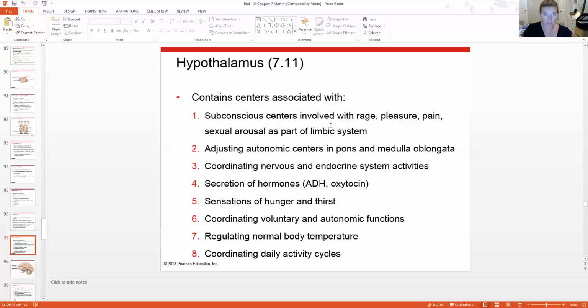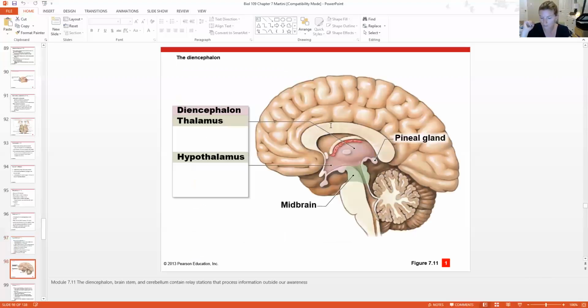Hunger and thirst are regulated through the hypothalamus, again, associated with emotions, which is why there's emotional eating and stress eating and all of that. You can thank your hypothalamus for that. It's also coordinating voluntary autonomic functions like the digestion of your food. Regulating body temperature is all done in your hypothalamus. It's your body's thermostat. And coordinating your daily activity cycles like sleeping, waking, napping, etc., is all done through the hypothalamus because the pineal gland is off of the hypothalamus and the pineal gland secretes that melatonin, as I mentioned.